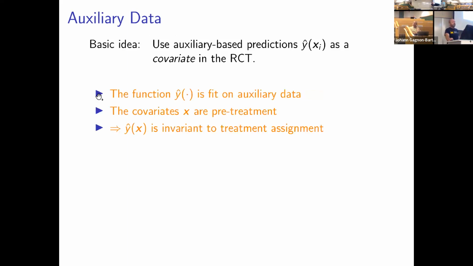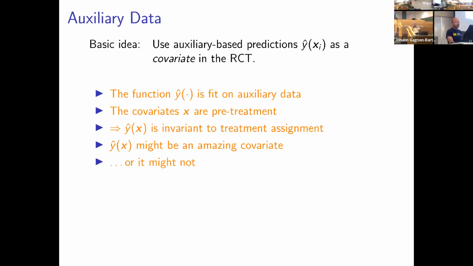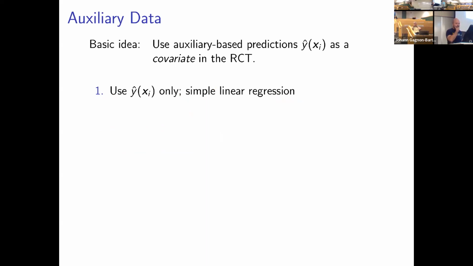So, a way of thinking of this: the predicted outcome model is fit to the auxiliary data. The covariates are all pre-treatment, which means that neither the model nor these covariates are affected by treatment. So the predicted outcomes for everybody in the RCT are invariant to treatment assignment. So really, you can think of this as just any other pre-treatment covariate, and it might be a really good one, but of course it might not be.